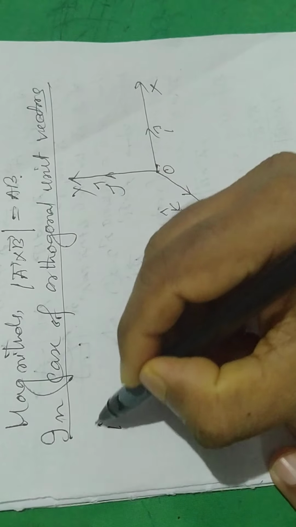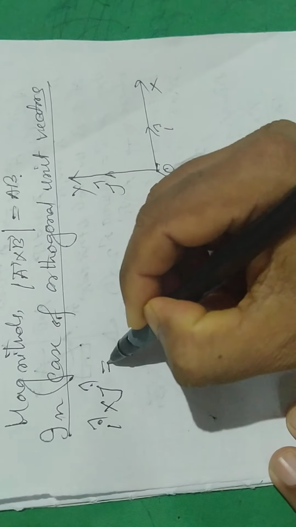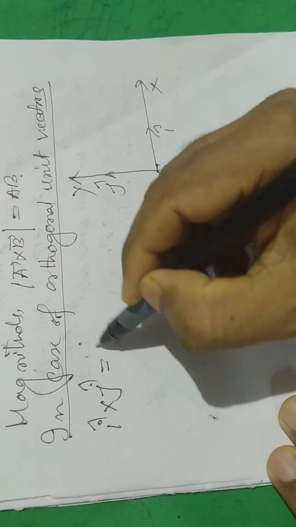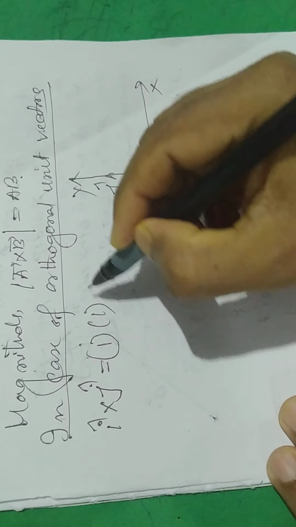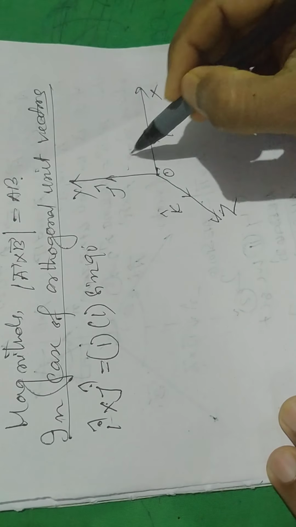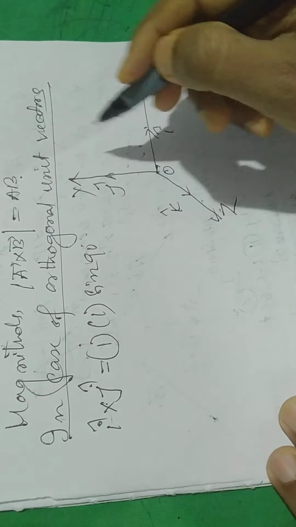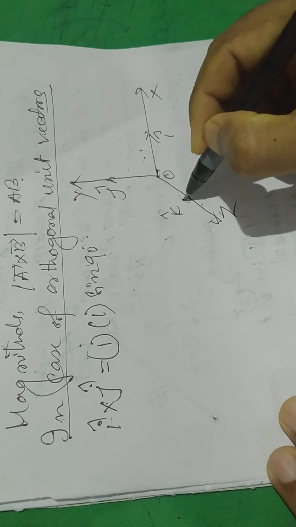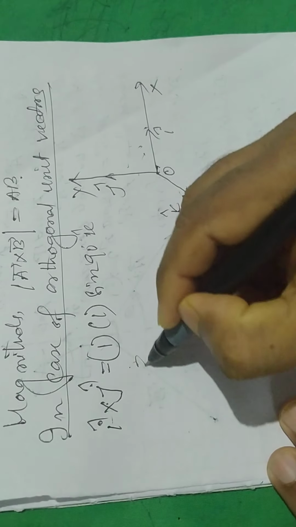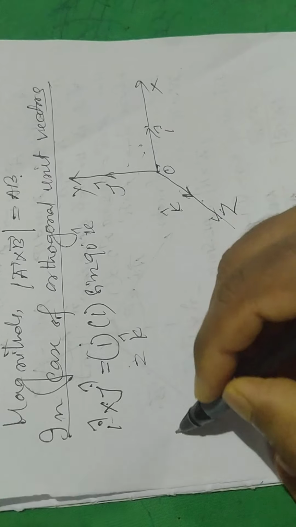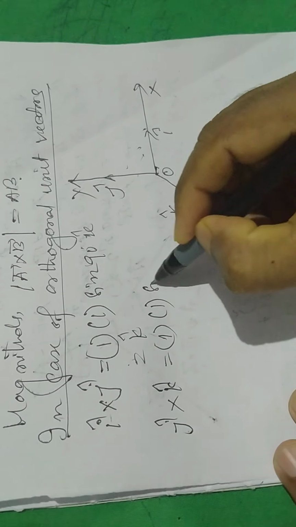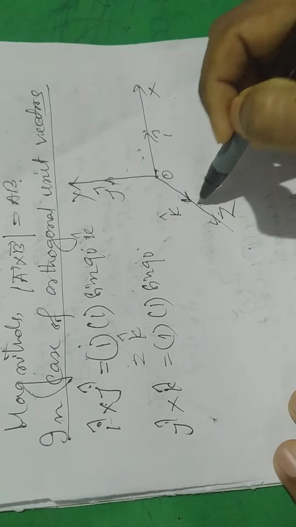Then i cross j. As we know, the magnitude of a unit vector is always 1. So this is 1 sine of angle 90 degree, since the angle is 90 degree, and its direction is along the z-axis. So i cross j equals k cap. Similarly, j cross k is 1 sine of 90 degree, and the direction is i cap.